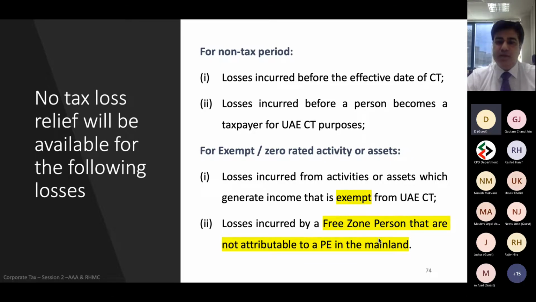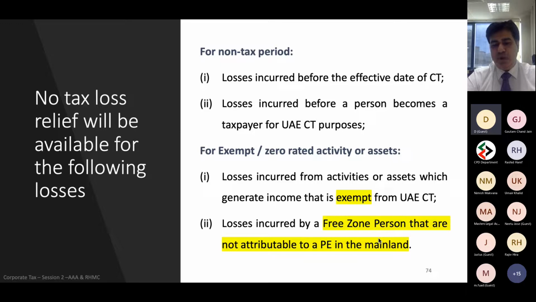Losses incurred by a free zone person that are not attributable to a PE in the mainland. So if your free zone is making losses, it's still a 0% rate, and they don't have a PE in the mainland, so it will not be allowed. Now, this is interesting, again, a planning stage where you see the free zone company is a cost center and the mainland is a profit center. So will it make sense to bring the free zone also in as a taxable person? Definitely, because you will get a benefit of loss adjustments, you will get a benefit of group adjustments. So all those things become part of it.